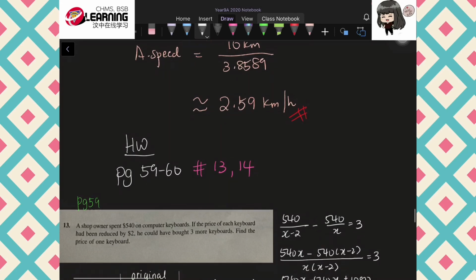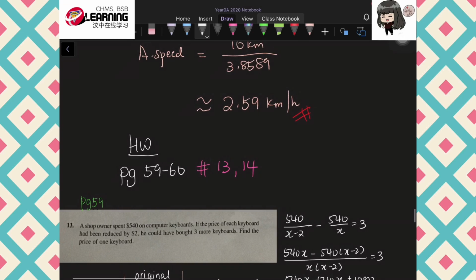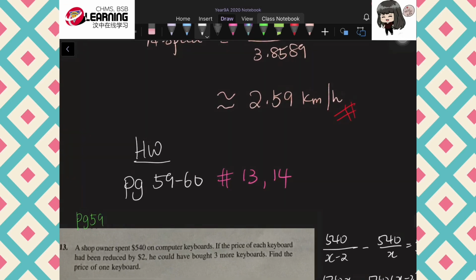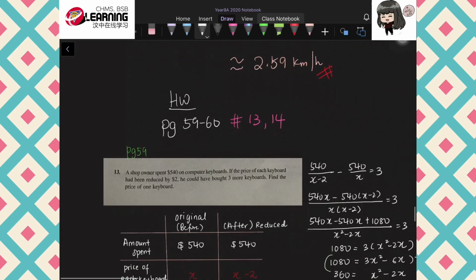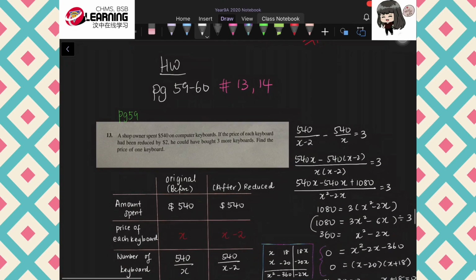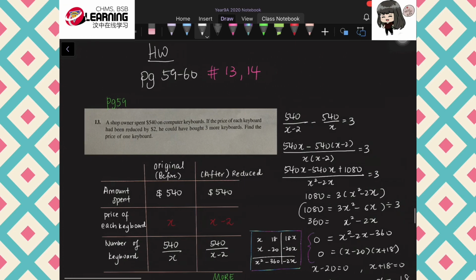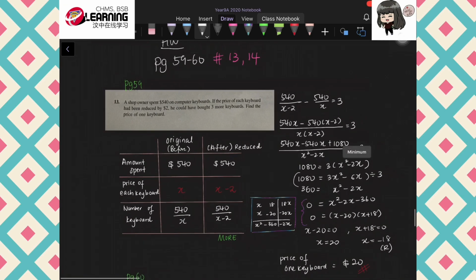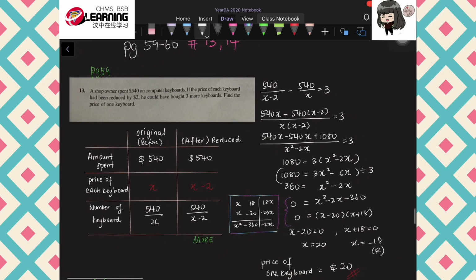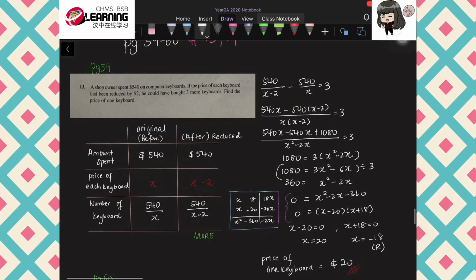Have you completed your homework already? Which is page 59 to 60, question number 13 and 14. This will be our last part for this topic. I hope you have done question 13 and 14. I'm not going to explain in detail. This is our working for question number 13.